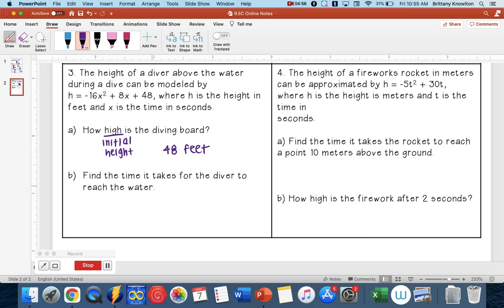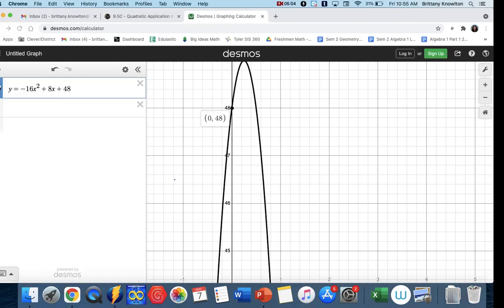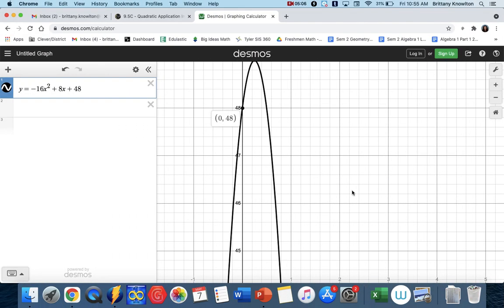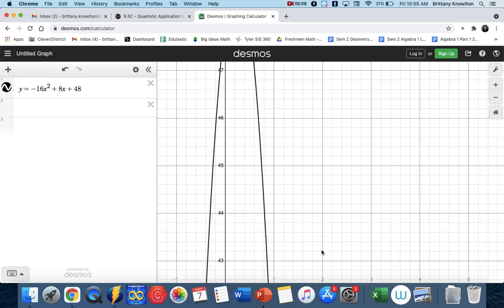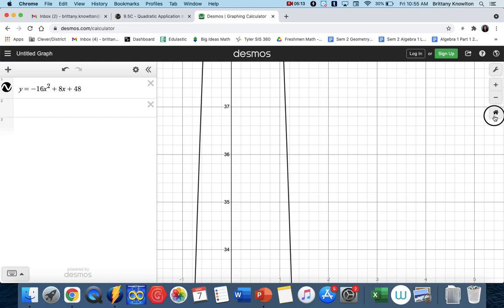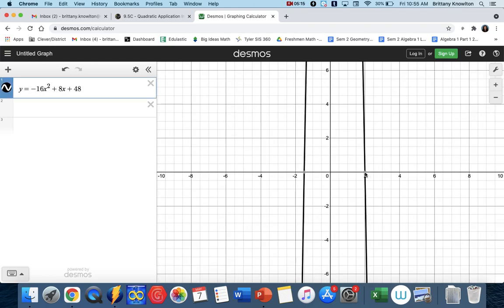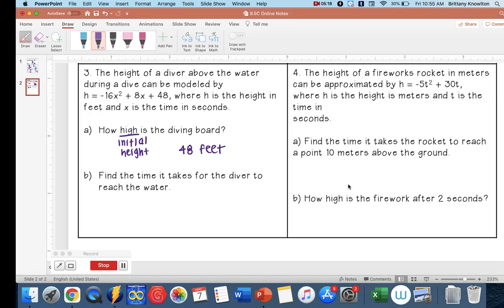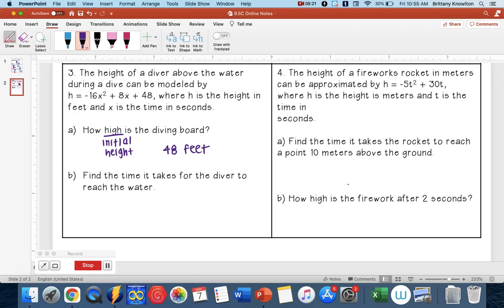Okay, then I want to find the time it takes for the diver to reach the water. So the diver jumped off the diving board. I want to know when he's actually going to reach the water. And so basically I want to know how long he is in the air. And so that means I need to go to, let's hit the home button, my x-axis, and that's going to be after 2 seconds.